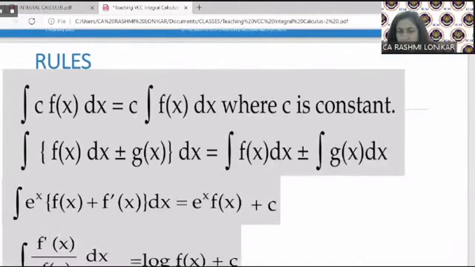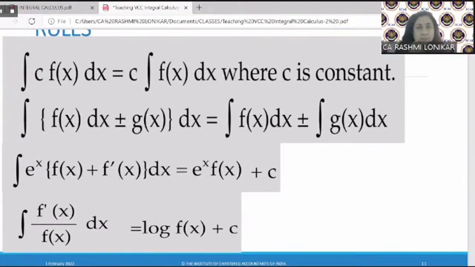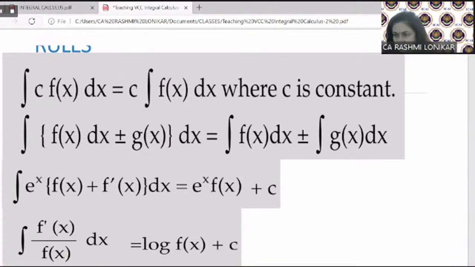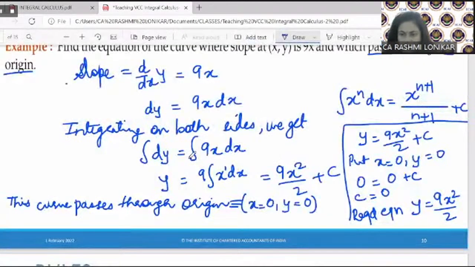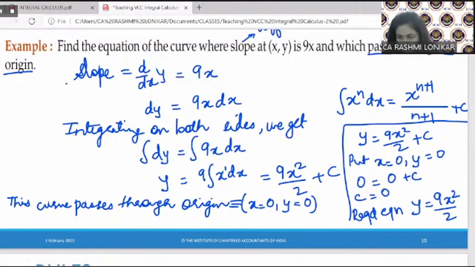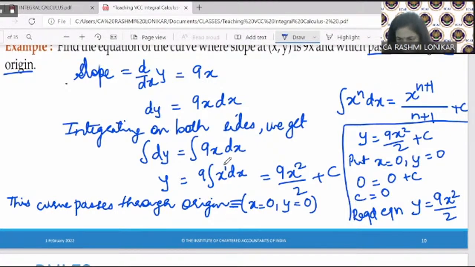Now there are certain rules like we had in differentiation also. So if I have a constant which is multiplying the function and we want to find its integration, the constant will come out of the integration sign like we did just now. Like we had here integration of 9x, so we took 9 outside and then we have integration of x. And by the way, this is 1. Okay, x raised to 1.